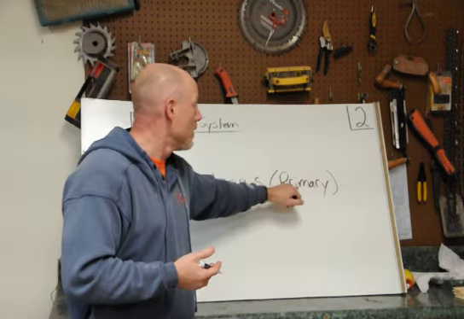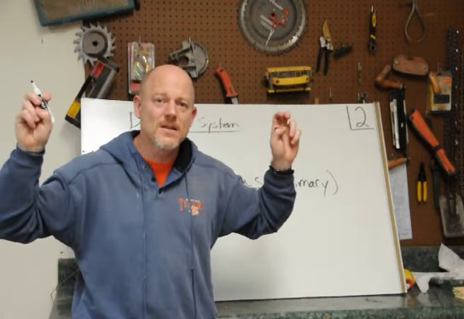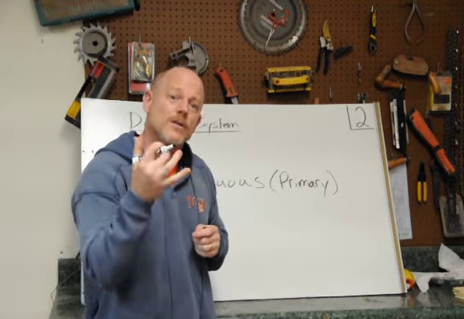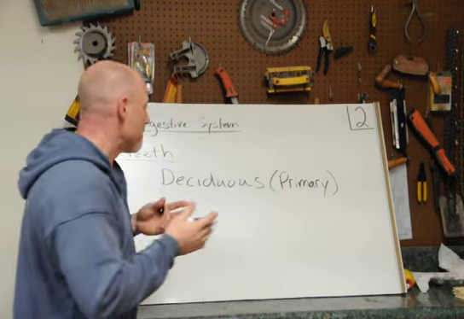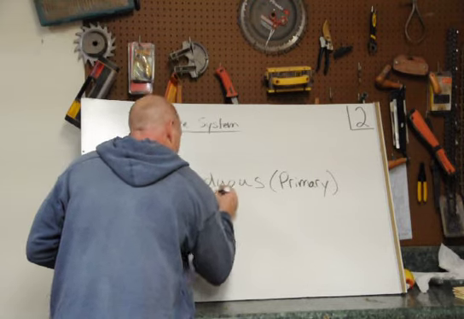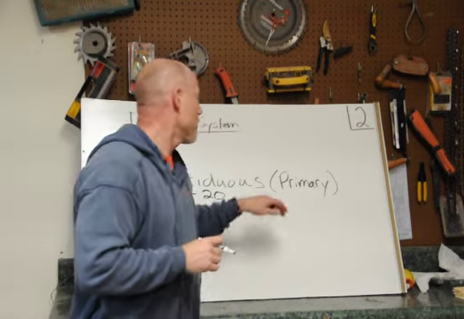So you might know that these teeth, we call them baby teeth, but don't call them baby teeth on the test. They're called deciduous teeth, or primary teeth. Now, you're going to have 20 of them. There's going to be 20 primary teeth.